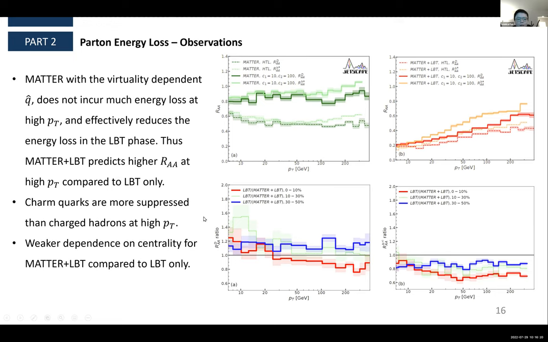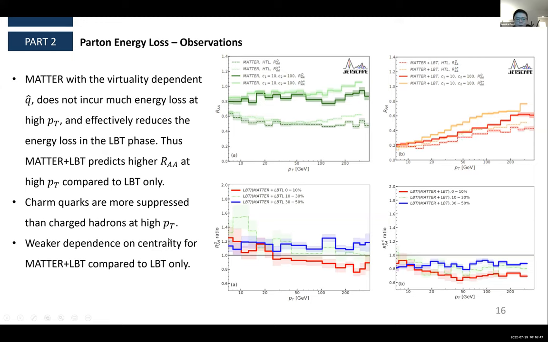And we can also see that charm quarks are more suppressed than charged hadrons at high PT in the matter phase. And this can be seen by comparing the RA for D mesons and also the RA for charged hadrons in both the matter only simulations and also in matter plus LPT simulations on the top two plots.